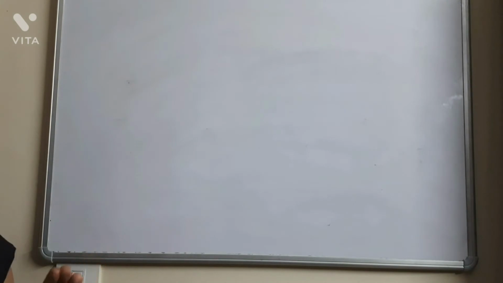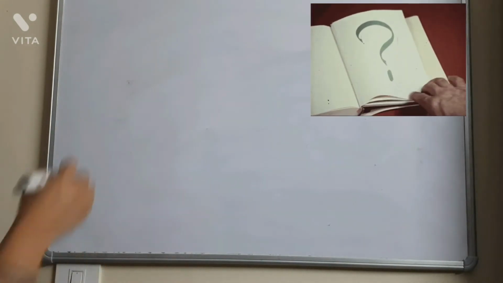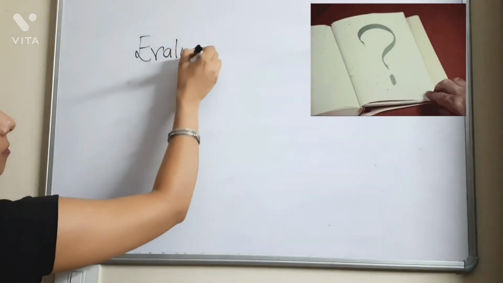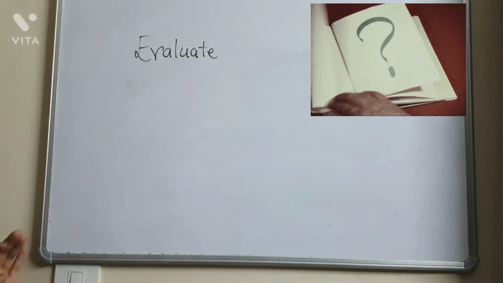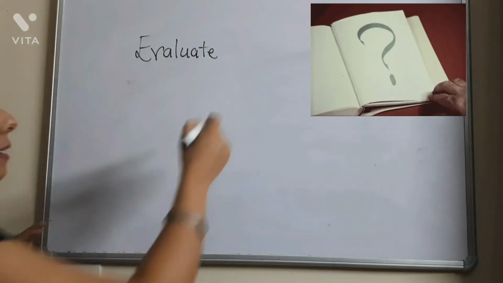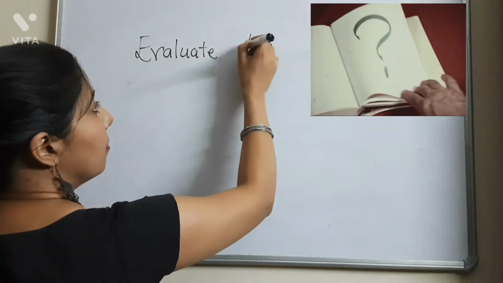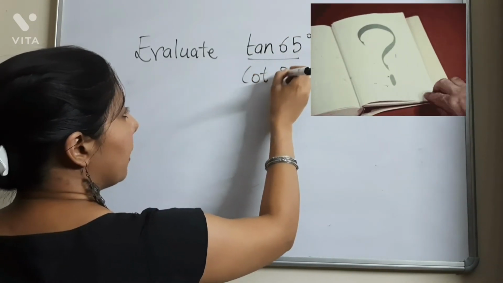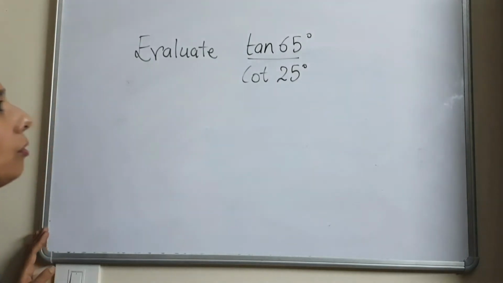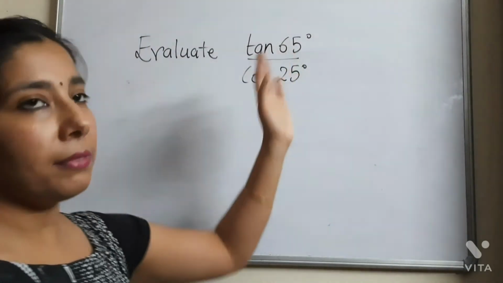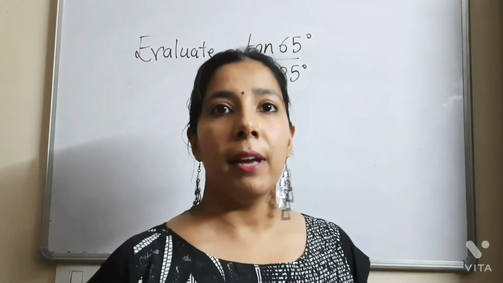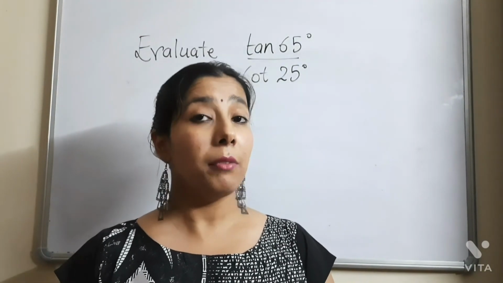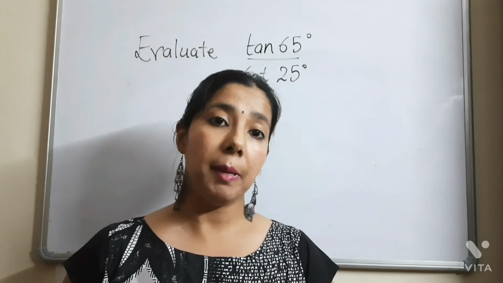Suppose a question says evaluate tan 65 degree upon cot 25 degree. Now you know nothing about the value of tan 65 degree. You know nothing about the value of cot 25 degree. Then how will you evaluate this? So you will evaluate this by using the concept of complementary pairs.